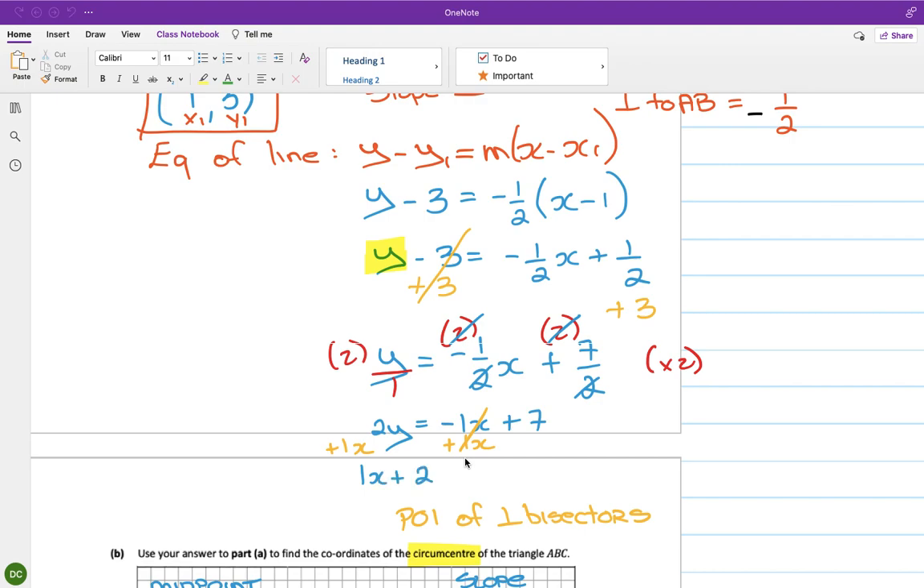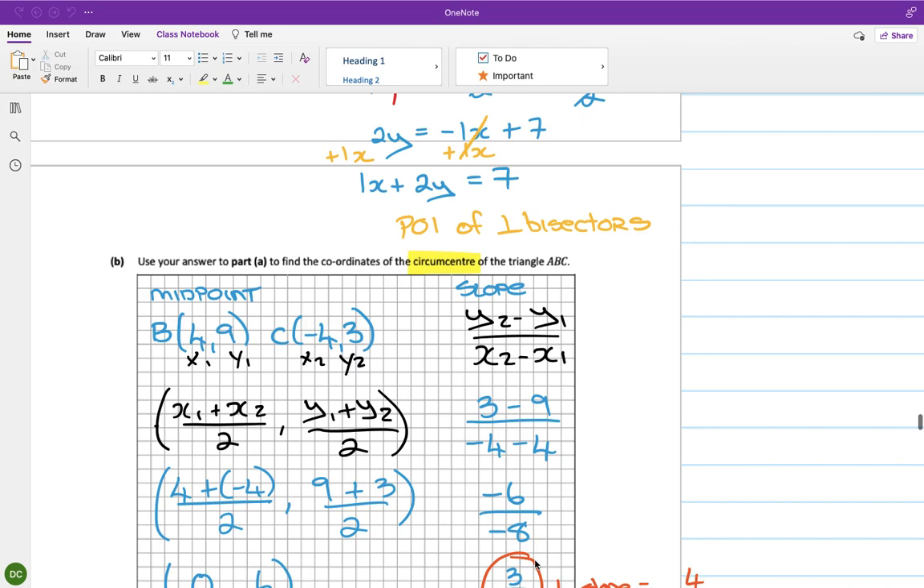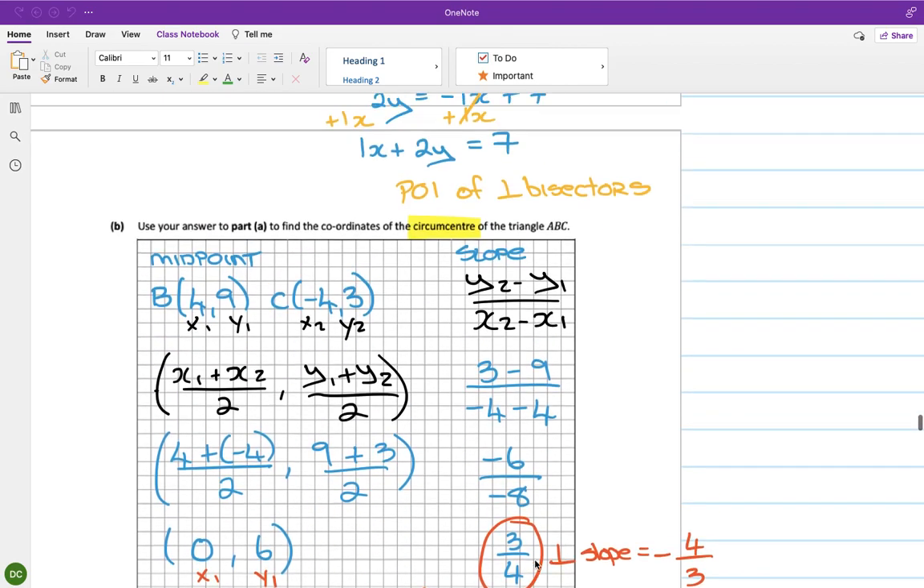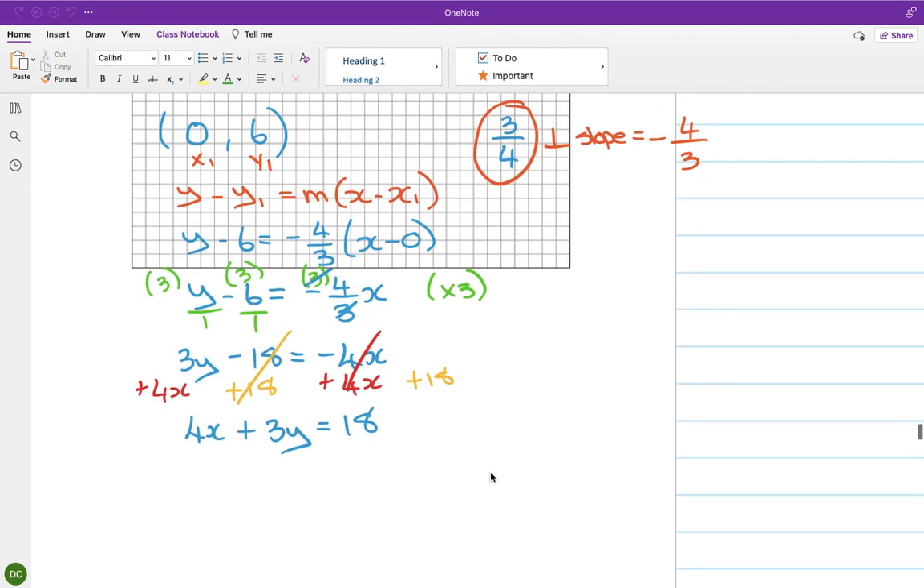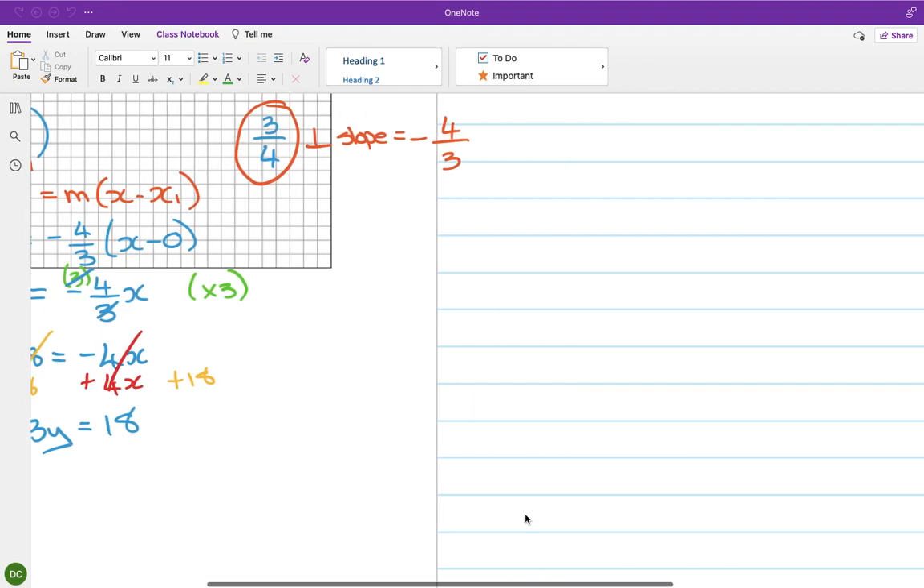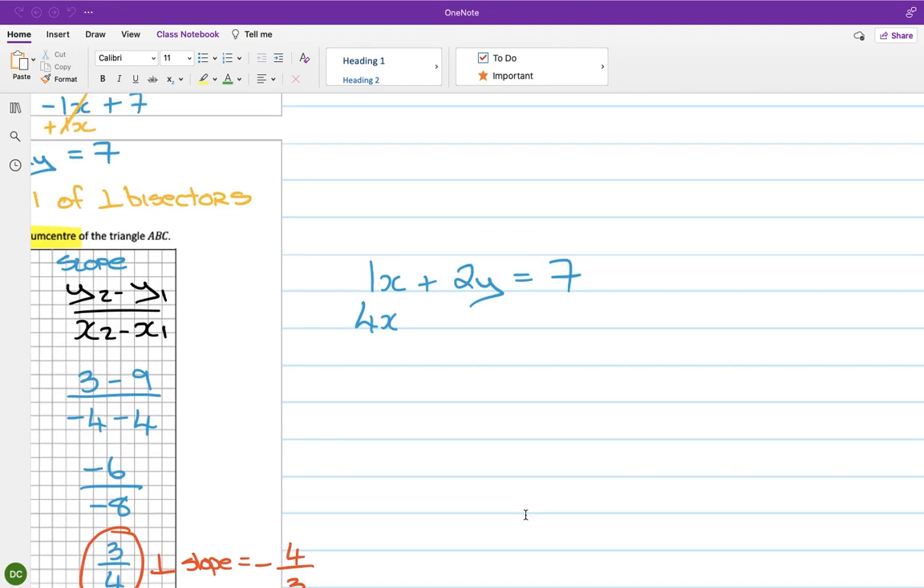Okay, and then to find the circumcenter, we just find the point of intersection of the perpendicular bisectors. So it's just a simultaneous equation. I'm just going to write it while I'm looking at it. So 1x plus 2y equals 7. And then the second one is 4x plus 3y equals 18. Okay, and that's what I have over here.